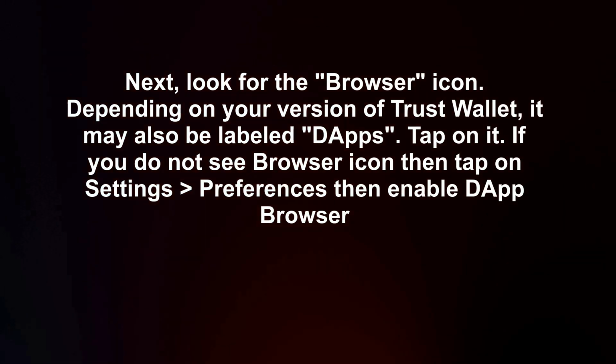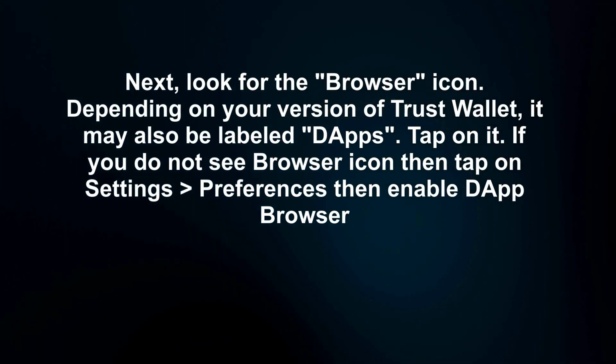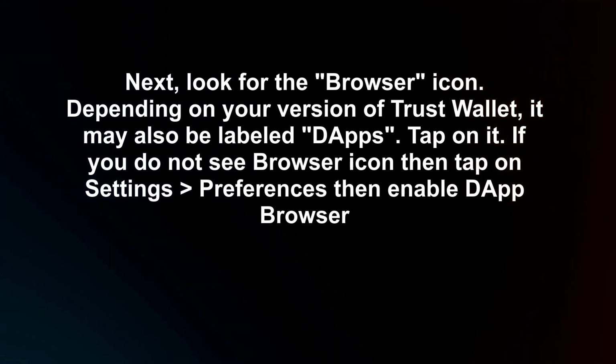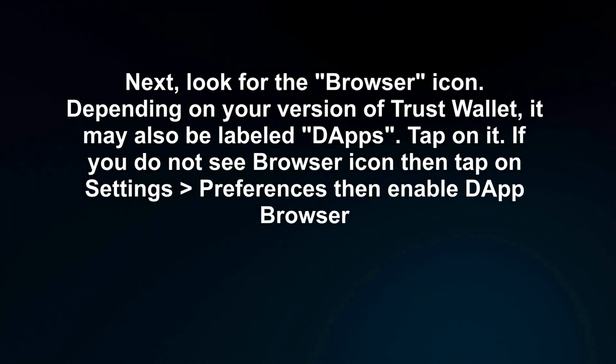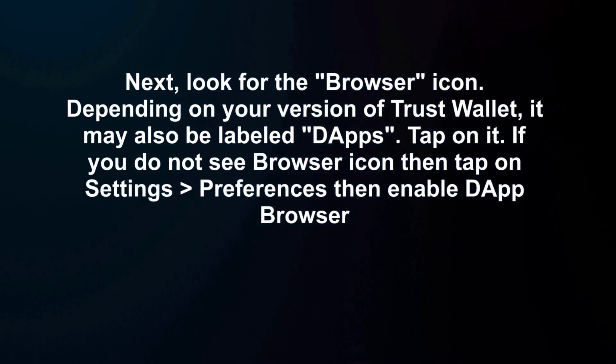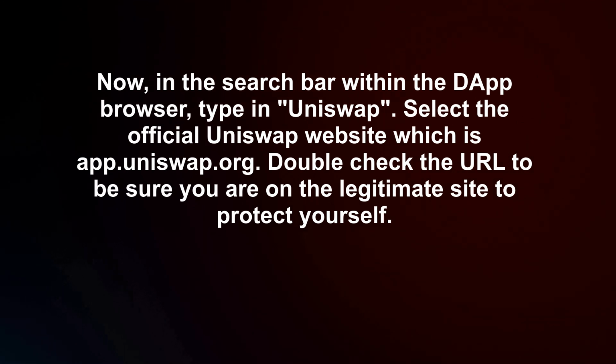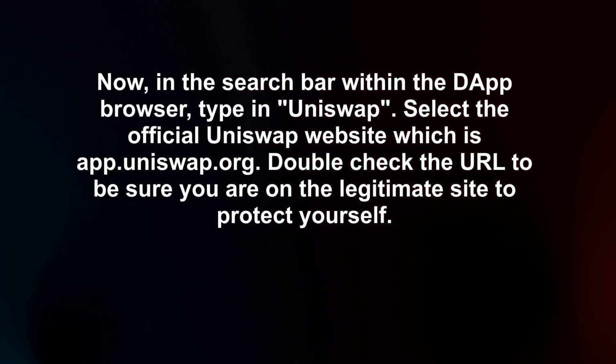Next, look for the browser icon. Depending on your version of Trust Wallet, it may also be labeled DApps. Tap on it. If you do not see the browser icon, then tap on Settings > Preferences, then enable DApp browser. Now, in the search bar within the DApp browser, type in Uniswap.